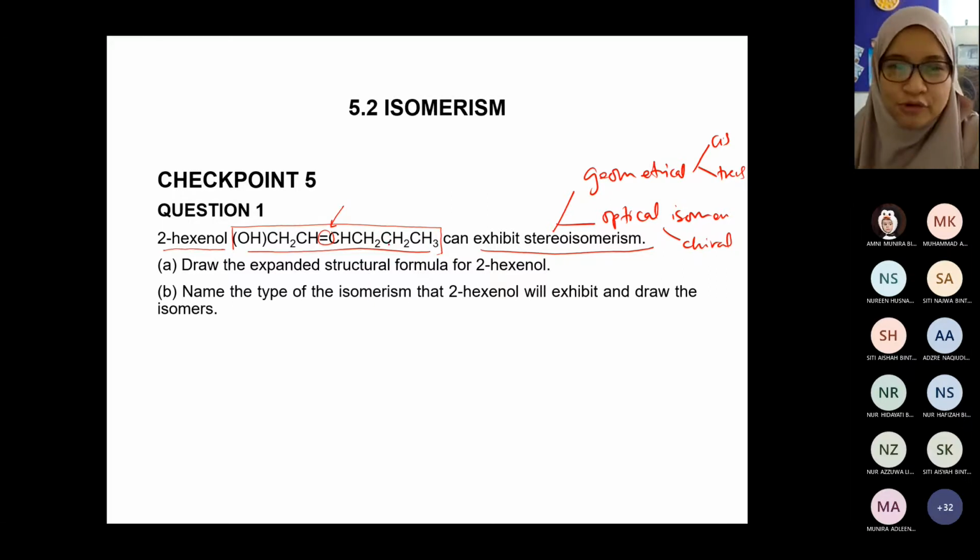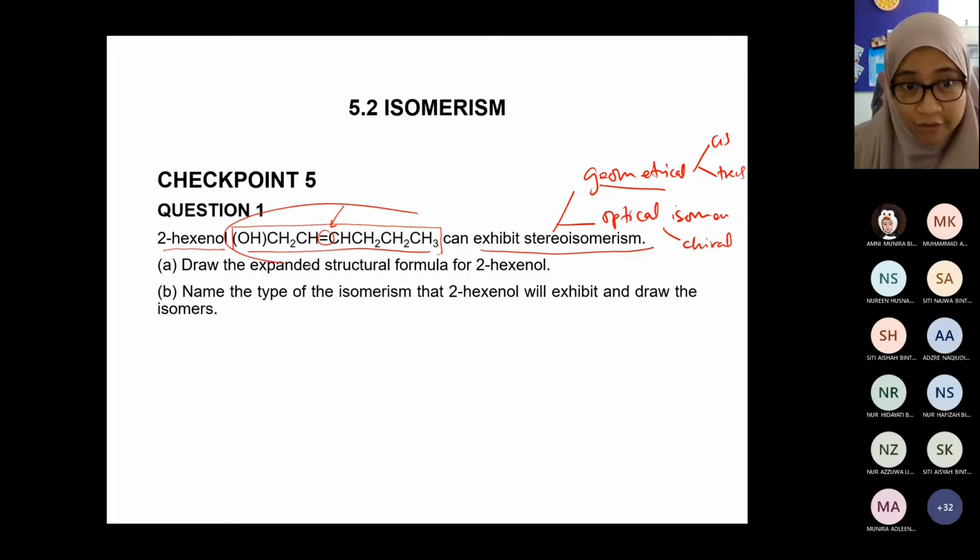So it is most likely to have geometrical isomerism, but we have to check with the tools. It can also be, okay, just because it has geometrical isomerism, it doesn't mean it will not have optical isomerism, because as you can see, we have a lot of carbon there that we can check whether it has chiral carbon or not. It can have both at once, because it has a double bond, and also other carbon that may have the possibility to become chiral. Whatever it is, we have to check.